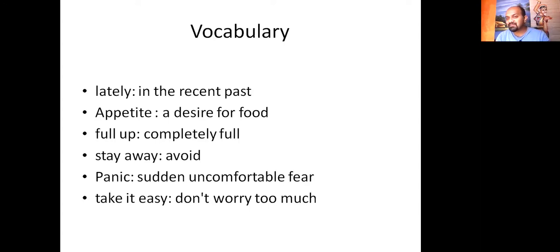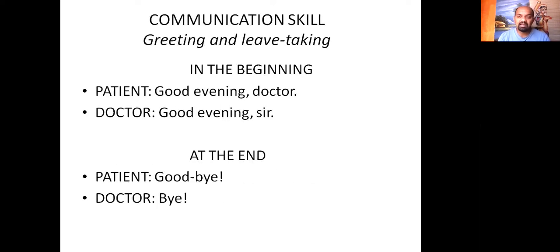When we read a conversation like that, and we have to identify the words that we really don't know, try to learn them at the same time. You improve your vocabulary. Let us focus on communication skill. What are the functions of the language in this conversation? In this conversation we saw greeting and leave taking.